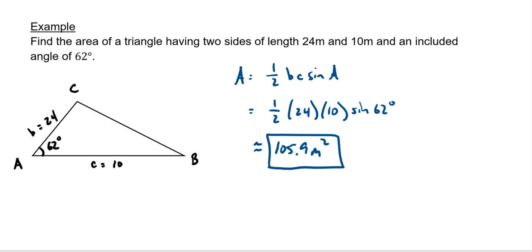All right, so basically, long story short for this area formula, it's going to be 1/2 times side times the other side times the sine of the angle between them.